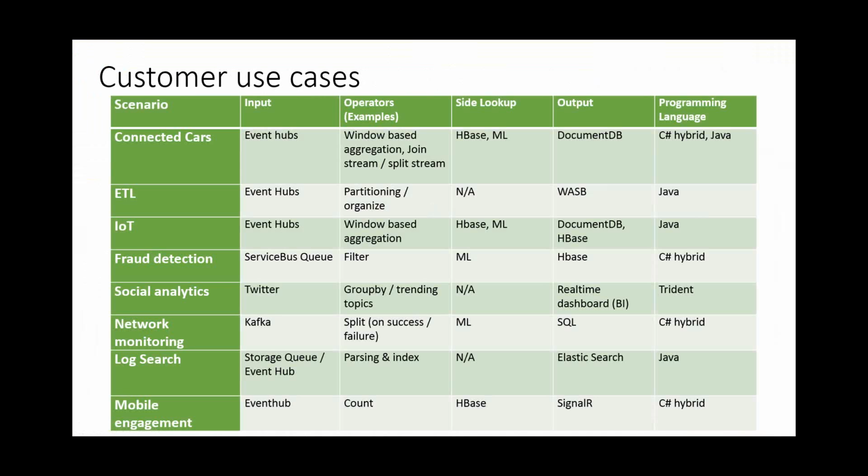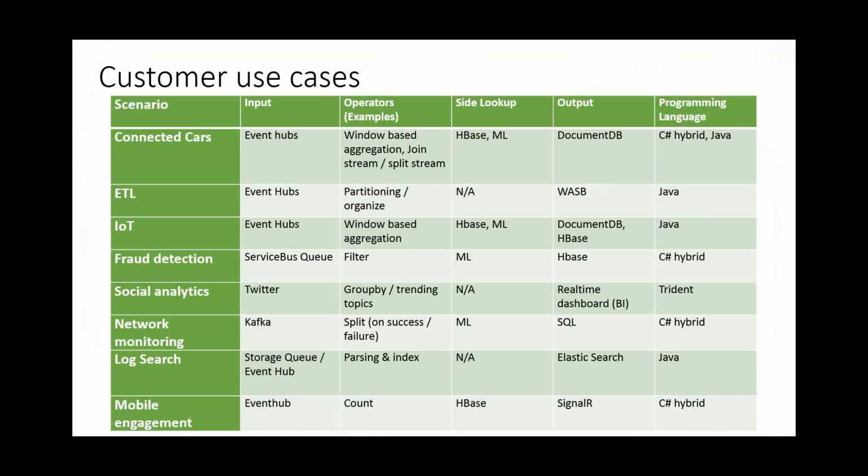These are some of my experiences since we went into the market. We did a preview in October last year, then we did a GA in February. So these are some of the common use cases I have seen, the type of inputs people are using, and what operators they are using. Again, this is not restricted to this. These are just examples. And then people do side lookups or output into different locations, as Scott was mentioning, and then the languages they are using.